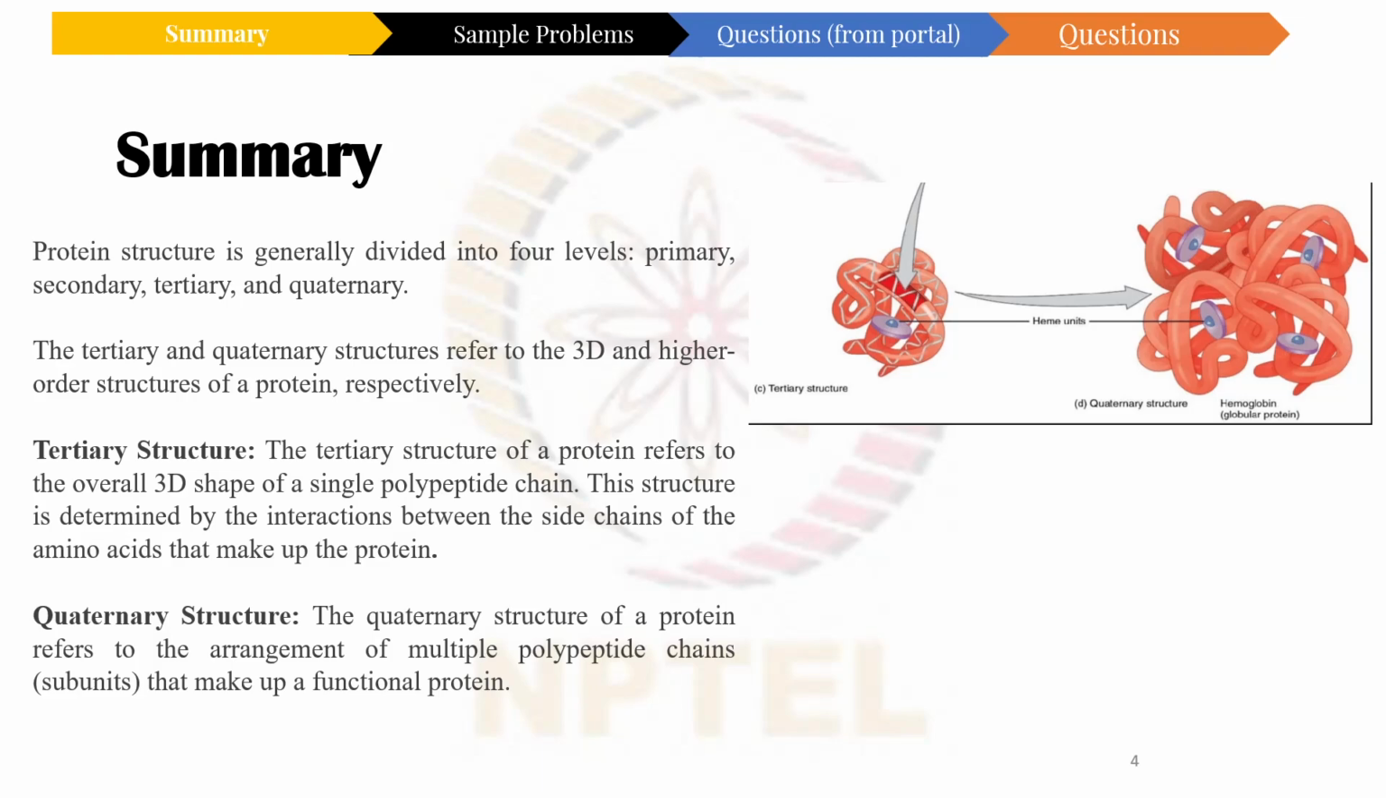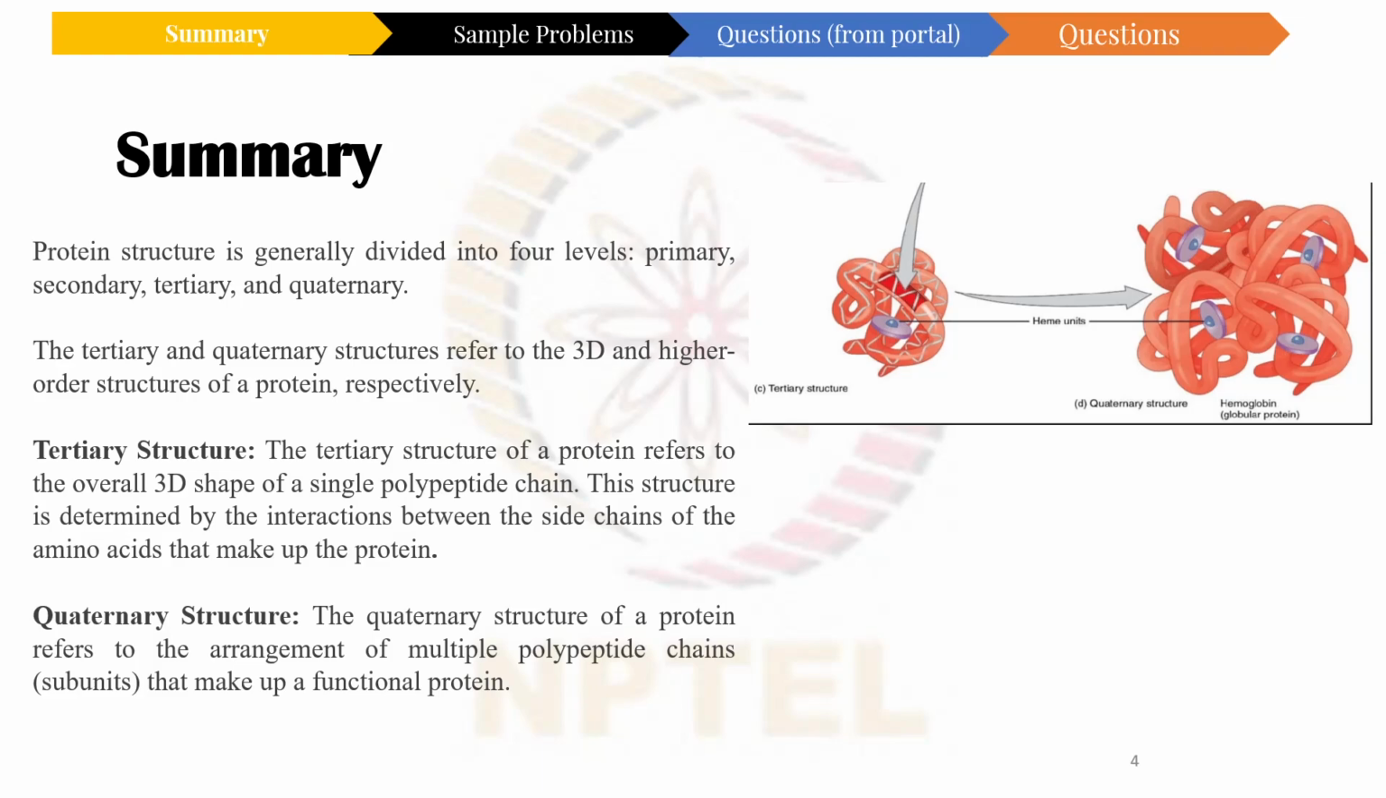Next is the quaternary structure, which refers to the arrangement of multiple polypeptide chains that make up the functional protein. These subunits can be identical or different and are held together by various interactions including hydrogen bonds, disulfide bonds and hydrophobic interactions. This quaternary structure is important for the function of many proteins, particularly enzymes and signaling molecules.